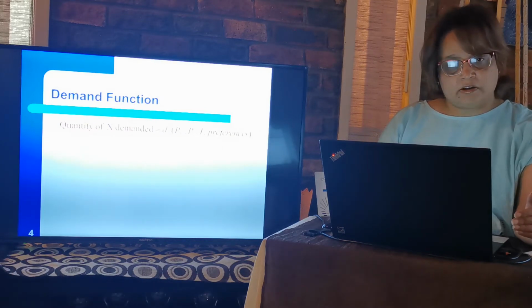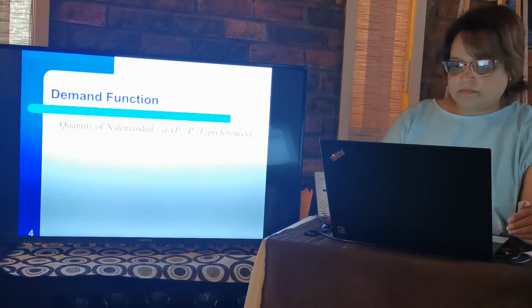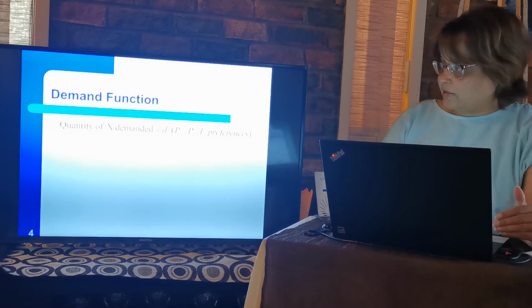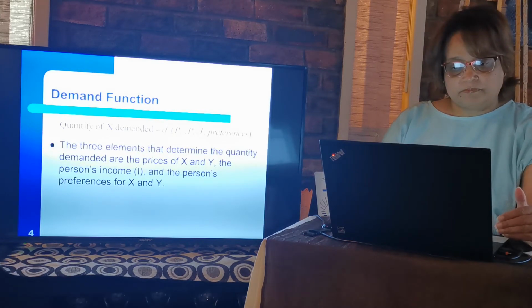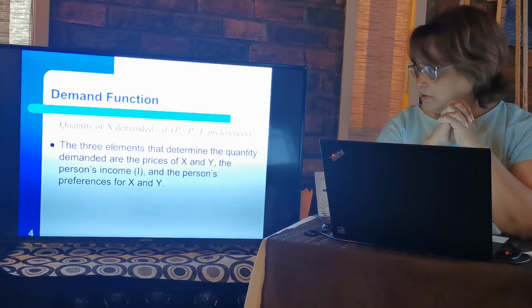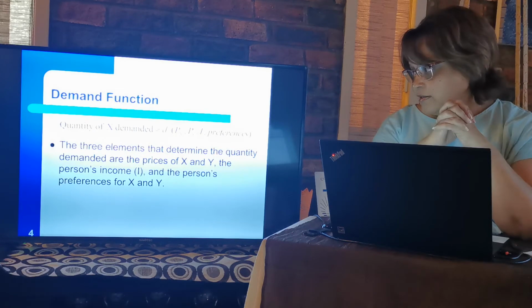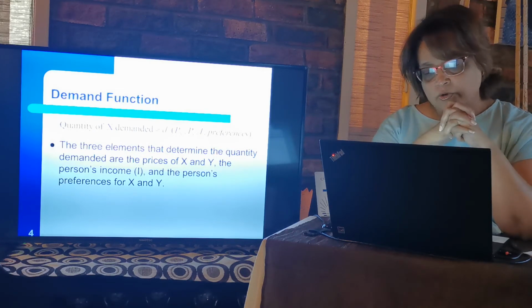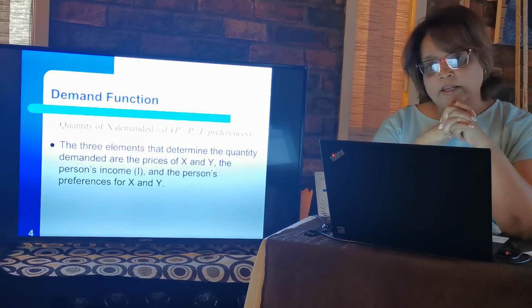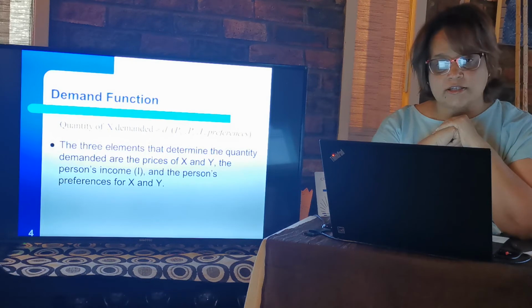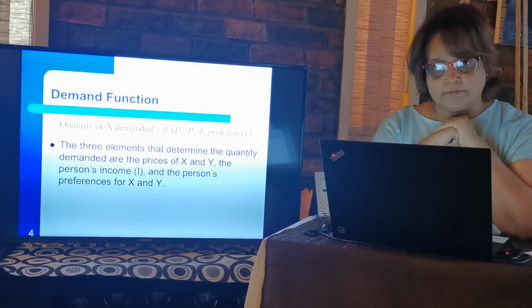In a formula scenario, the quantity demanded of product X depends on the price of one good as opposed to another good, the income, and the preferences. Let it sink in. It's the prices of one good as opposed to another good, the preferences for the one good and the other good, and your income in order to buy those goods, to make the choice as a household of what to buy.